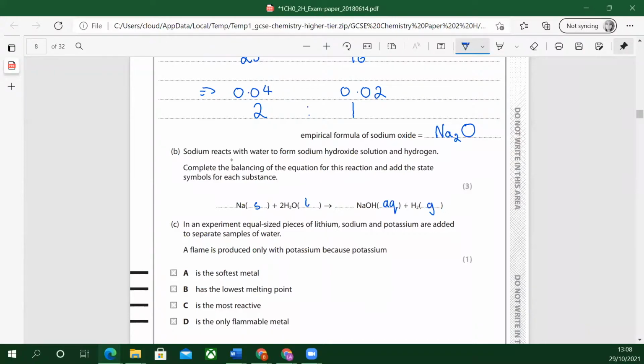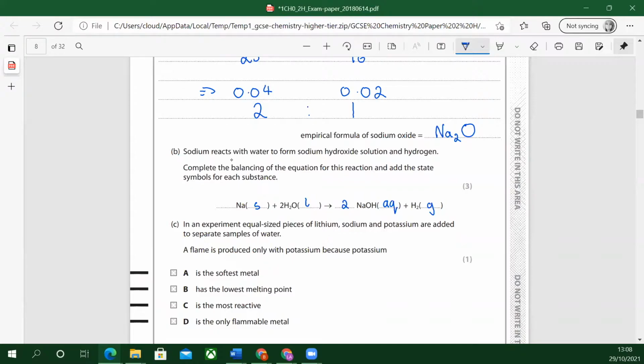So we've got Na to Na, H2 to H2. Let's have a think about that side. How many hydrogens have we got? We've got 2 hydrogens here. There's no number in front of that, so we don't have to do anything to that one. 1 hydrogen, 4 hydrogens. So we need to put a 2 in front of this, so we've got 2 times H.